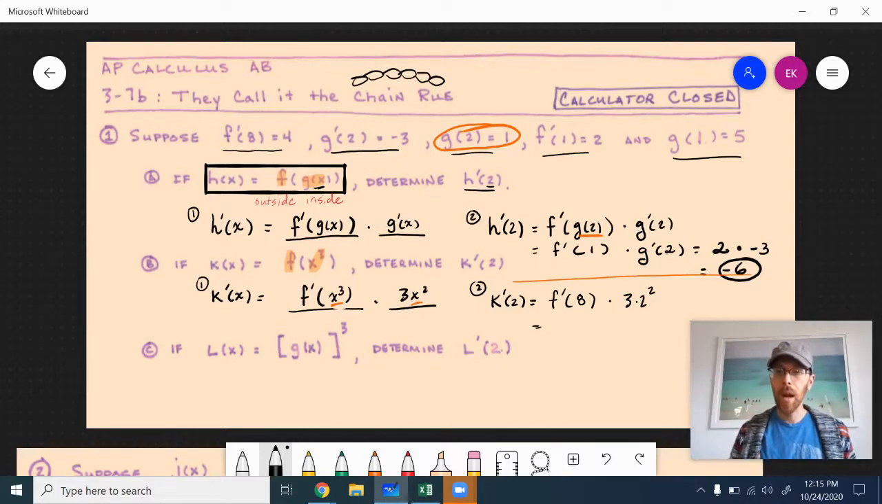So f prime of 8 is equal to 4. How do I know that? A little birdie told me up here.